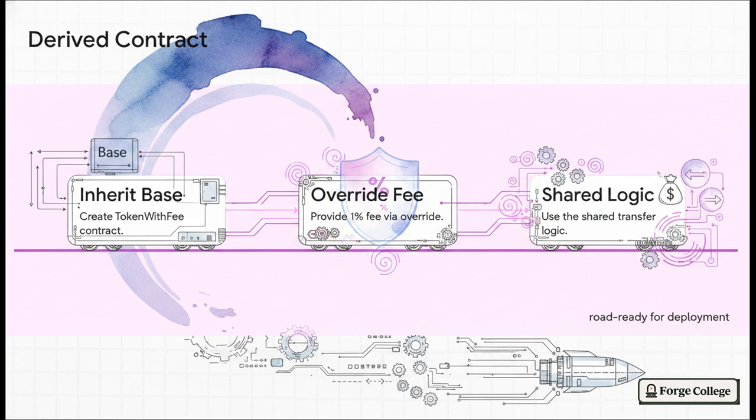Finally, step 3, we can now write our transfer function, which seamlessly uses both the shared admin logic we inherited from the base and the specific 1% fee math we just provided. The contract is fully implemented, the compiler is finally happy, and boom, it's road ready for deploying.